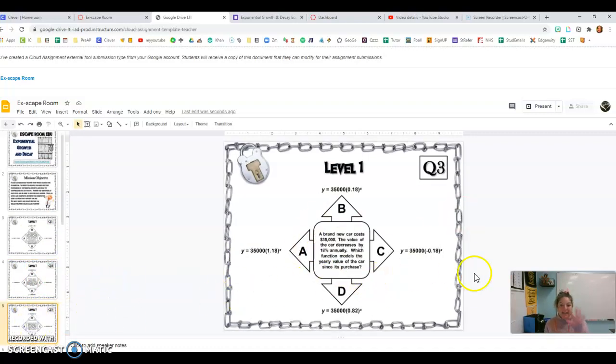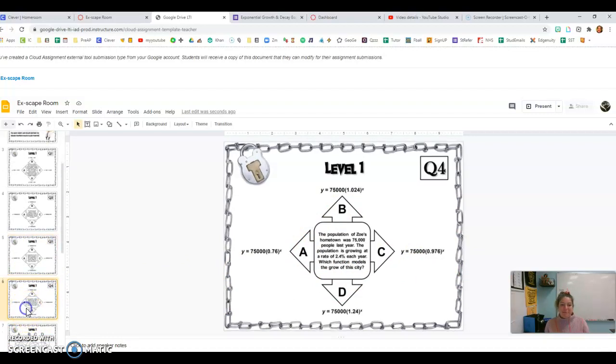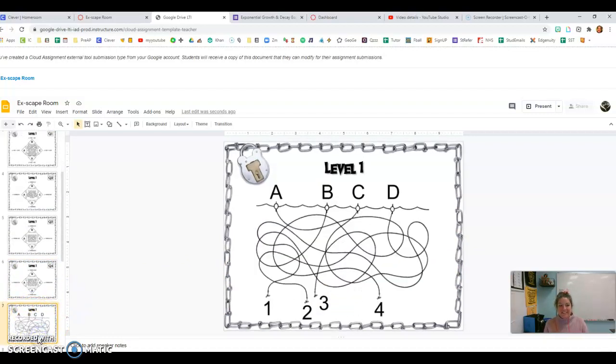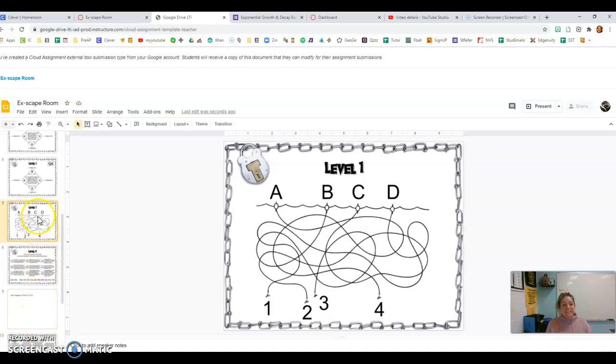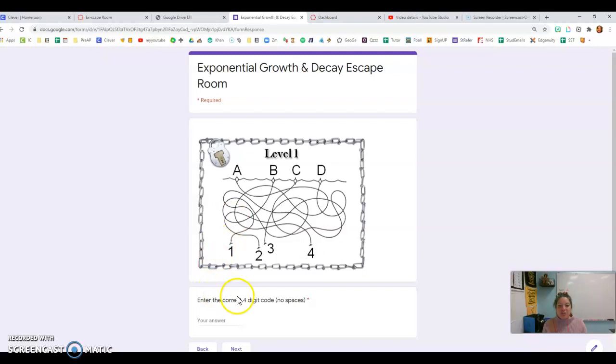Question number 3, A, B, C, or D. Question number 4, A, B, C, or D. And then on slide number 7, this is where you're going to find the code. Okay, so remember in the Google form, it says enter the correct 4-digit code with no spaces.